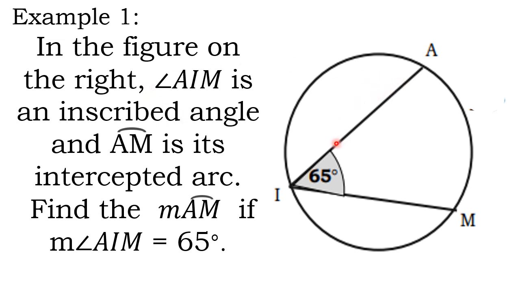In the figure on the right, angle AIM is an inscribed angle. Arc AM is the intercepted arc. Find the measure of arc AM. The m here stands for measure, and this symbol is the arc. So find the measure of arc AM if the measure of angle AIM is equal to 65 degrees. By applying theorem number 1, the measure of the intercepted arc is twice the measure of the inscribed angle.